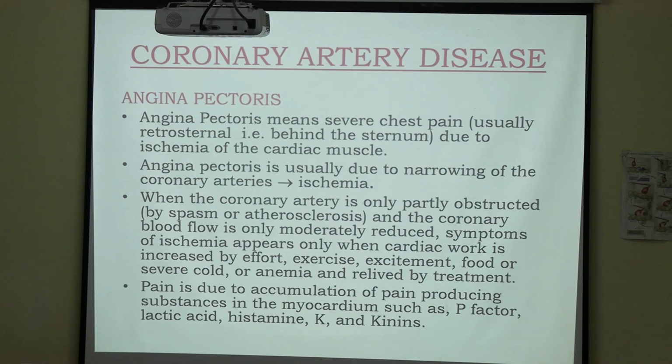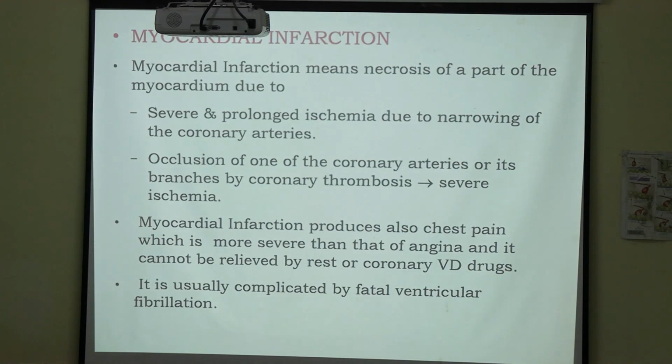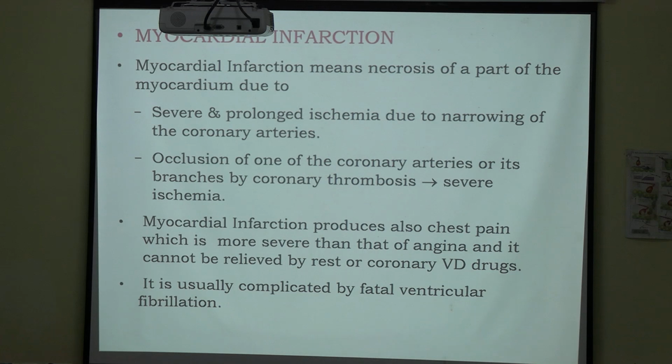And what is the cause of angina? Narrowing of the coronary blood vessels. Why narrowing? Because of spasm. It may happen because of spasm or atherosclerosis or partial blockage by blood clots. Myocardial infarction is total blockage of the blood vessels, so a certain area will not be getting supply. The last point: it may be complicated by fatal ventricular fibrillation.